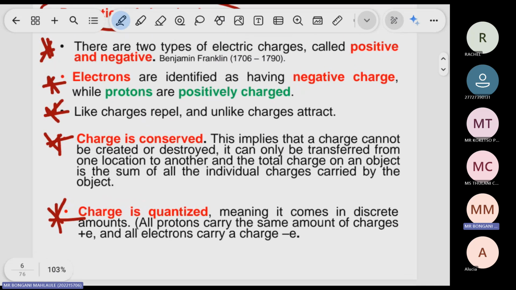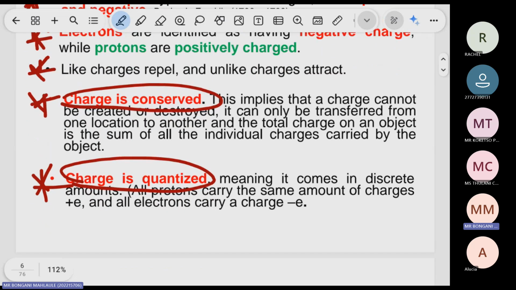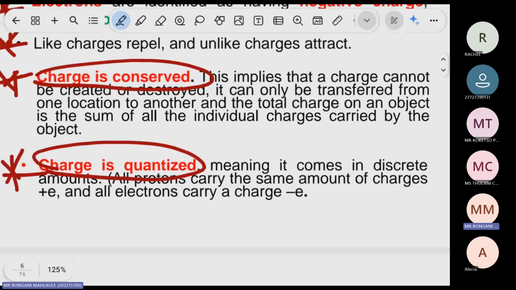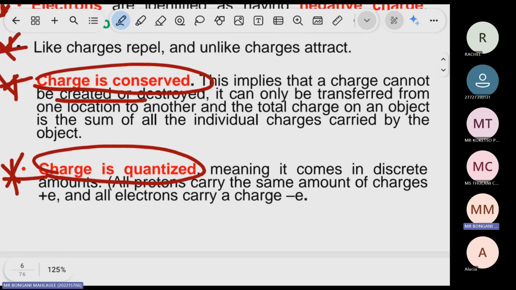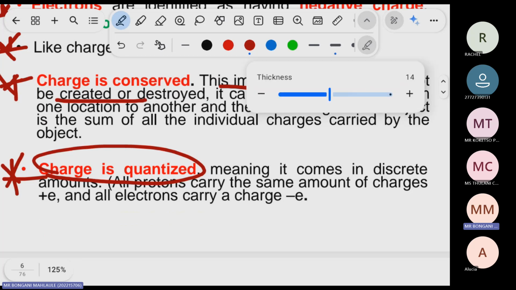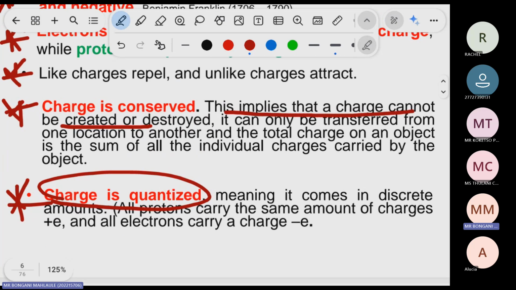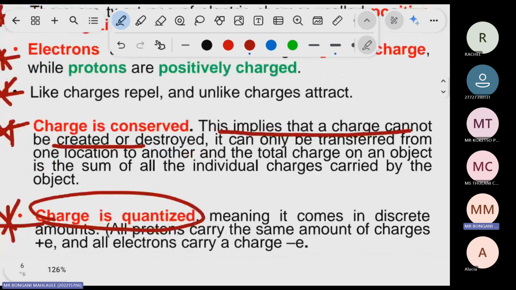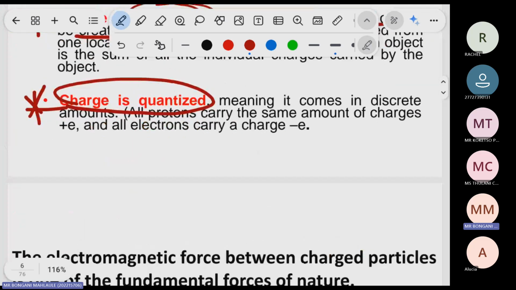And then when a charge is conserved, they can ask you what it means, and when a charge is quantized. So when a charge is conserved, what will happen? This implies that a charge cannot be created or destroyed. This one is a law. I think you guys should know that. If a charge cannot be created or destroyed, then we have a conservation of charge.